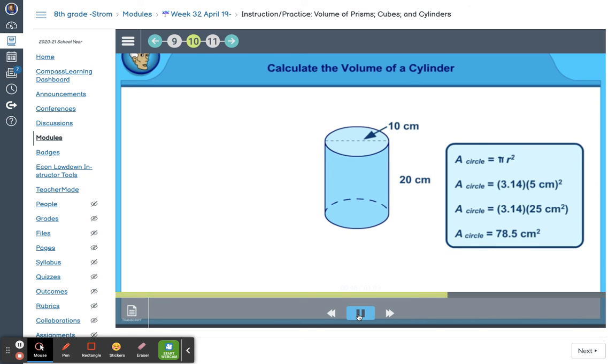Using our knowledge of the volume of prisms, we know that the area of the base, or circle, must be multiplied by the height of the cylinder. So, 78.5 square centimeters times 20 centimeters gives us a volume of 1,570 cubic centimeters. The formula for the volume of a cylinder is pi times the square of the radius times the height.